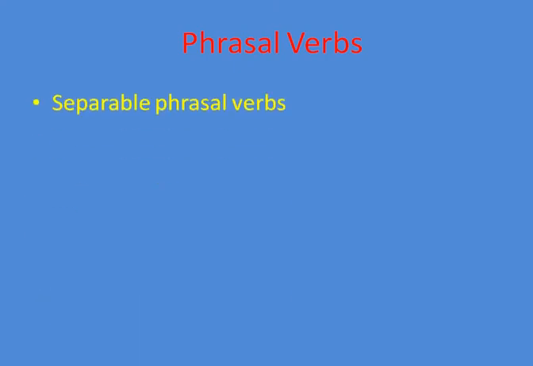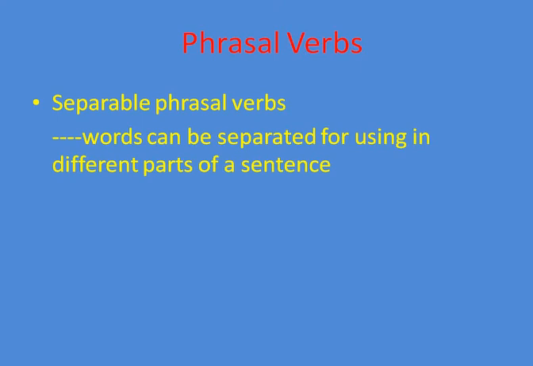Now let's have a quick look at the separable phrasal verbs. Here separable means we can separate the two parts of the phrasal verb. The first part is the verb and the second part is the preposition. So we can separate these two parts and use them at different places in a single sentence. And such kinds of phrasal verbs are called separable phrasal verbs. So these words can be separated for use in different parts of a sentence.